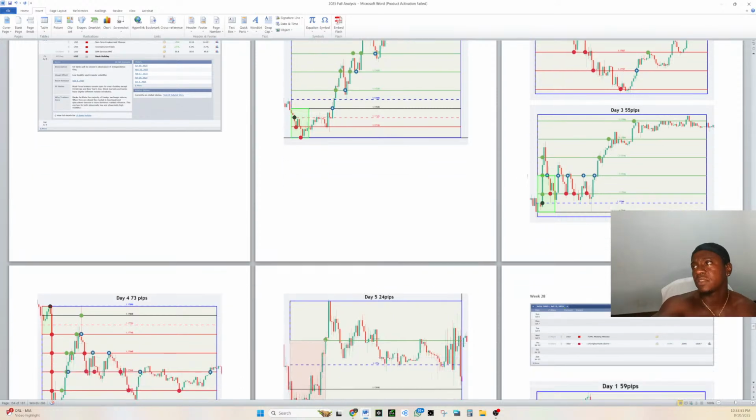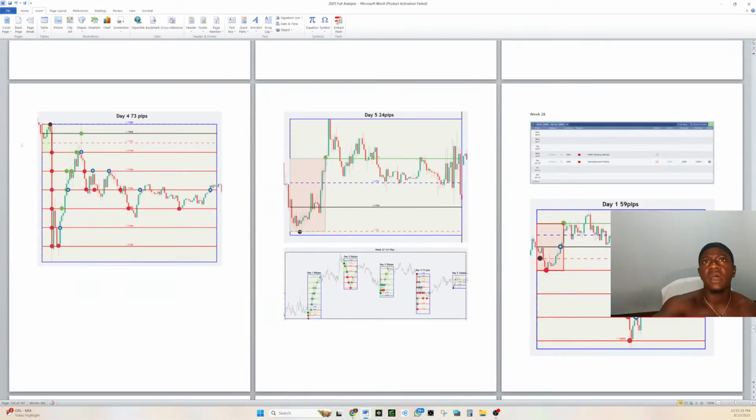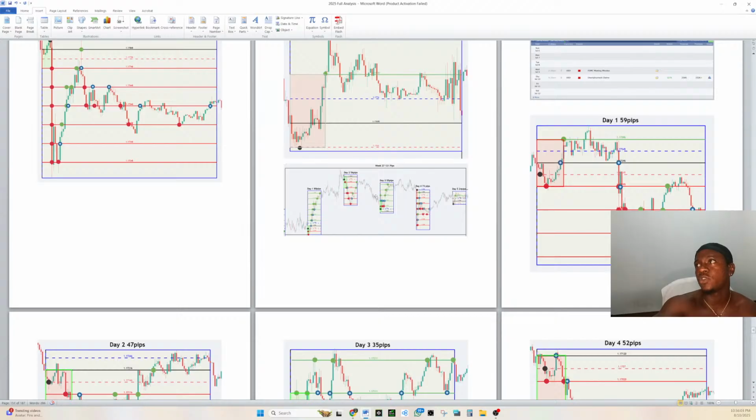Definitely some decent profits. We got buy stop 1-to-1 small profits. We got a buy stop losing trade continuation. And we got Juneteenth holiday. We want to avoid trading that.